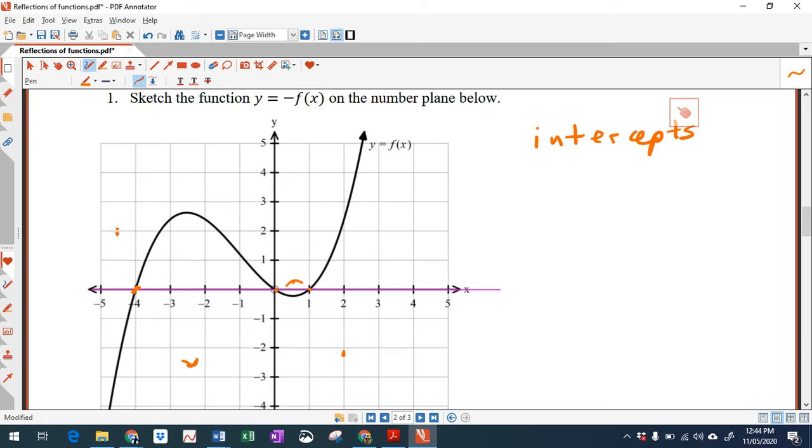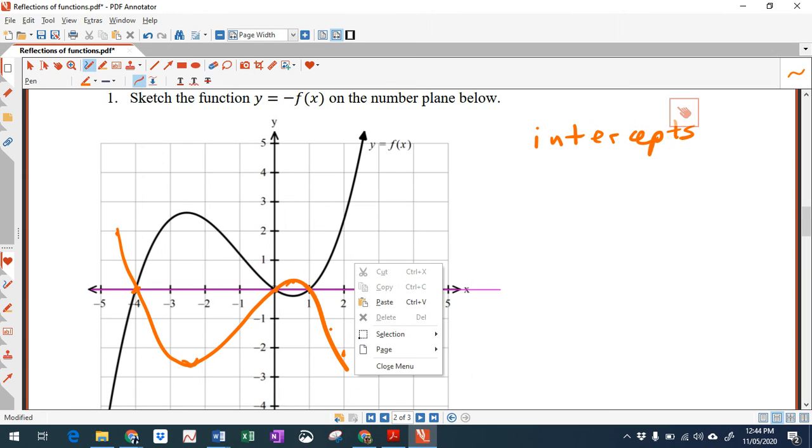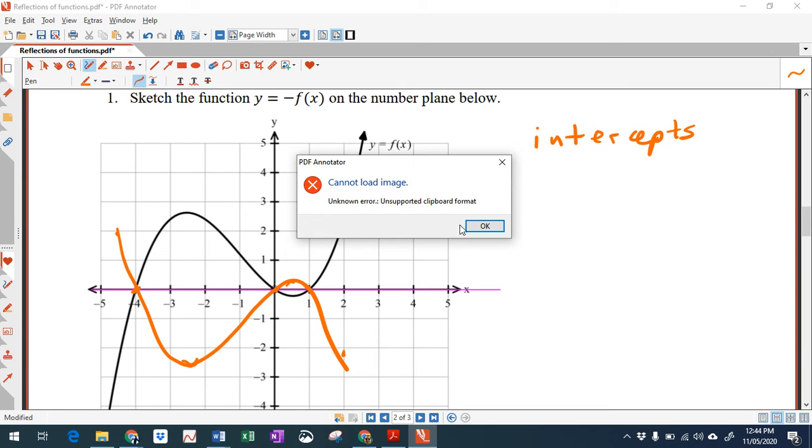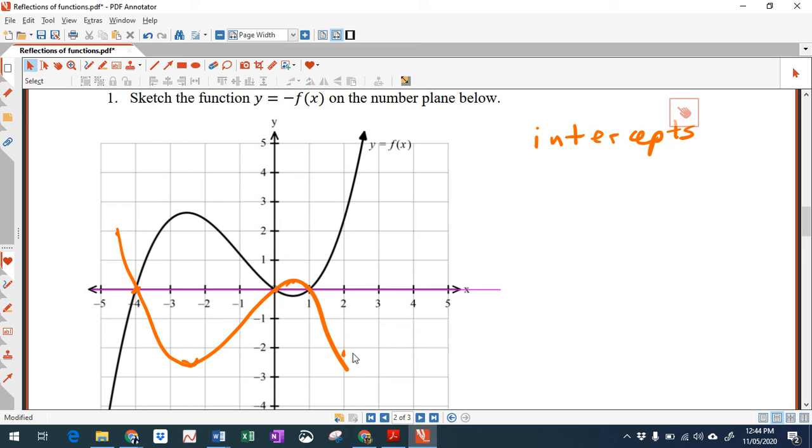So maybe starting from here, and then coming down. There's my turning point. And through my intercept, another turning point down there, through my other intercept, and then down here, just missed. Okay. All right. So there's my point there.